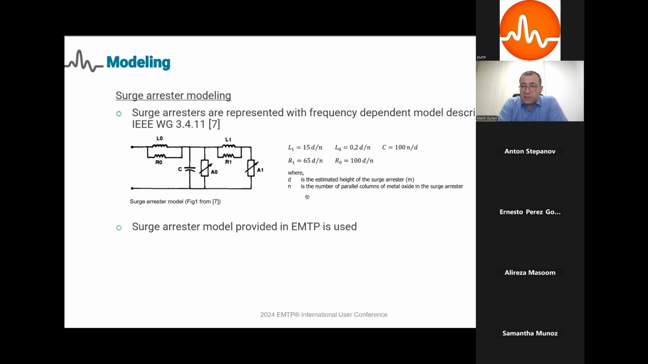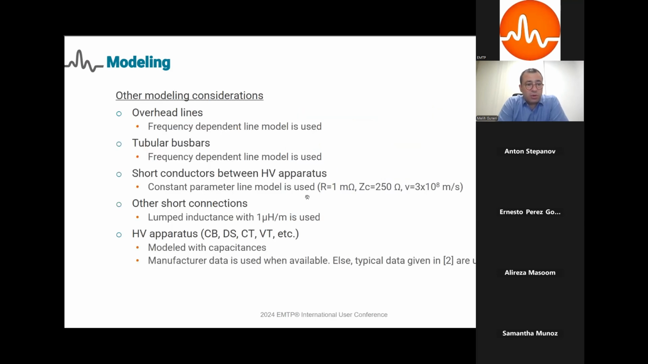And surge arresters, modeling of surge arresters, we have used the methodology specified by IEEE Working Group 3.4.11. There is a very good training on the EMTP website, the EMTP YouTube channel, about this modeling methodology, and also some very good examples in the EMTP library. So we have used those to model our surge arresters accordingly.